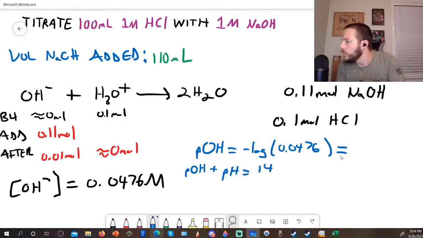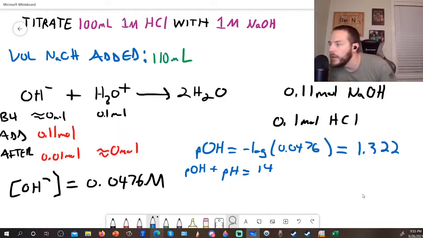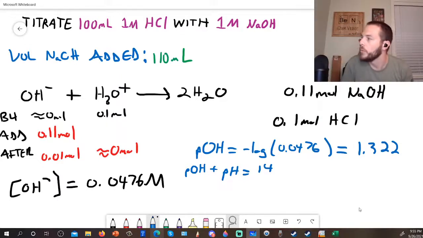So the mean says it's 1.3. I'm just going to double check that if you don't mind. 0.0476. So what did you say? 1.3. So yeah, I'll do it to 3 decimal places. 1.322 is what I got. So if you were just rounding to the tenth place, yeah, 1.3, that's correct.